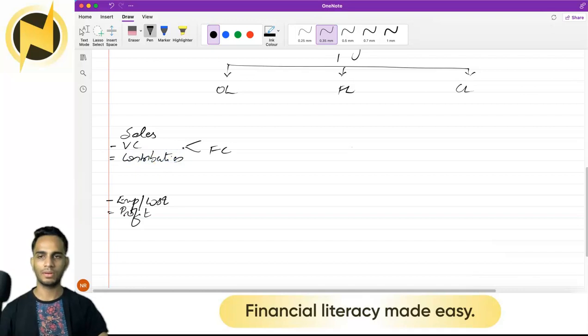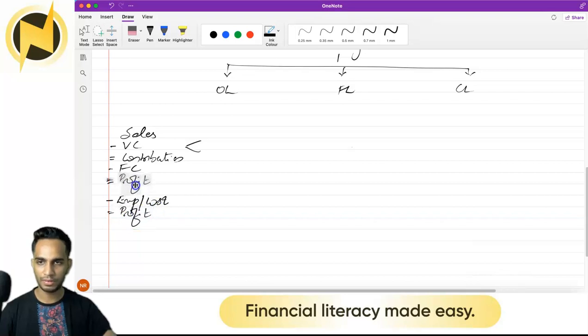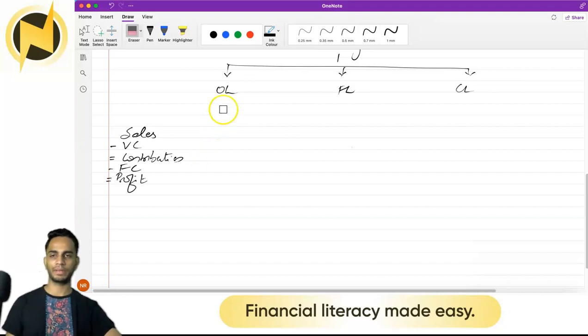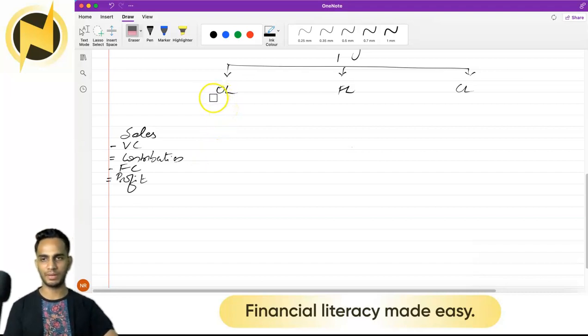contribution. Now I'm bringing this fixed cost into the formula. Less fixed cost will give you what we had previously, that is our profit. So this whole expense I split into variable cost and fixed cost. Sales less variable cost gives you contribution. Less fixed cost gives you profit.